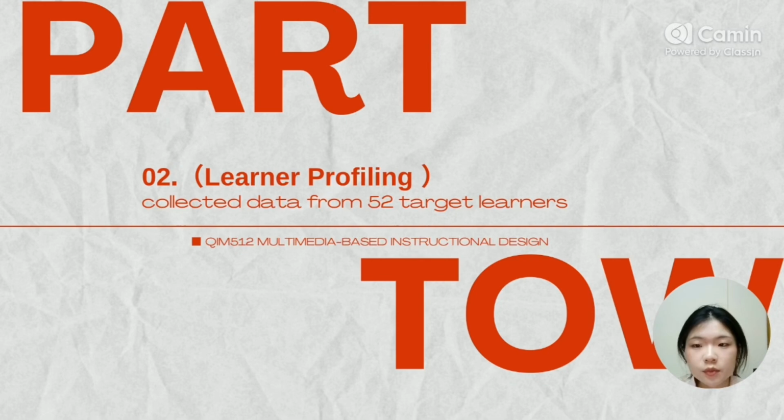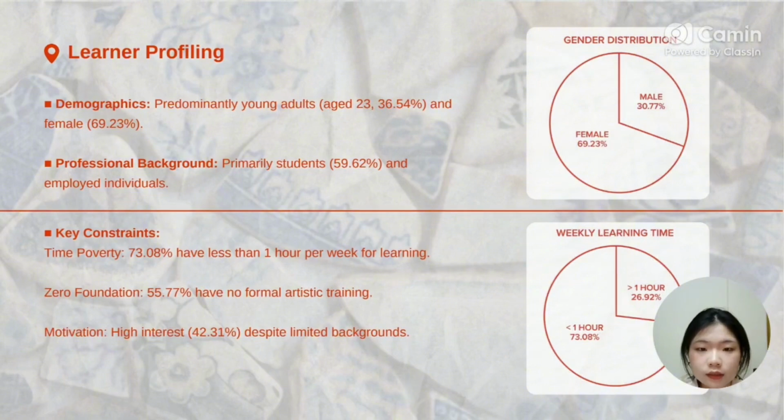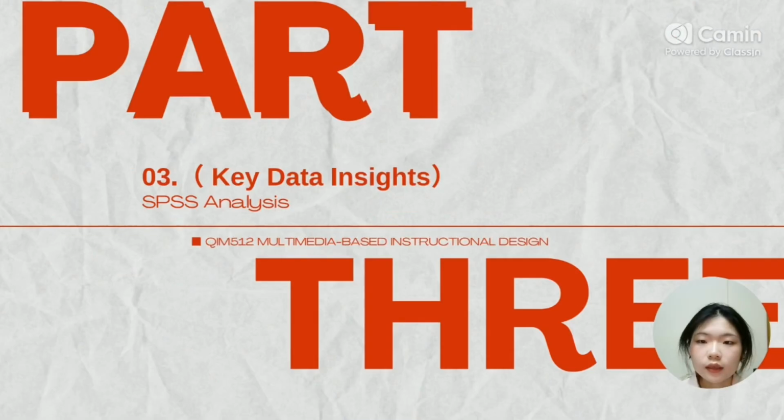To bridge these gaps, we conducted a survey to understand our target audience's specific needs. We collected data from 52 target learners. Our typical learner is a 23-year-old female, often a university student or young professional. However, we found two major constraints. Zero foundation. Over 55% of them have no formal art training. Time poverty. Most importantly, 73% of our learners have less than 1 hour per week available for study. Despite these challenges, their interest remains high.